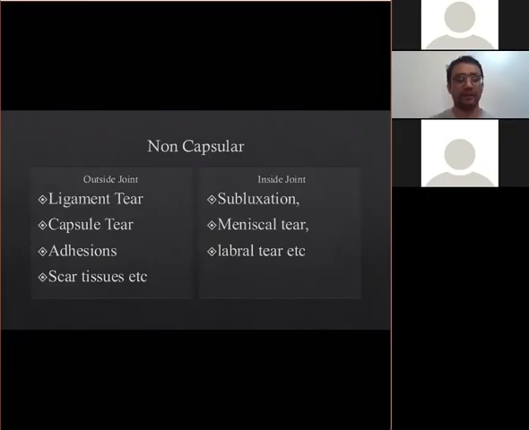And why does it happen? That brings us to a next question. Why do we see a capsular pattern in a joint? It happens because when there is a synovial fluid inside the joint, the synovial fluid can swell.